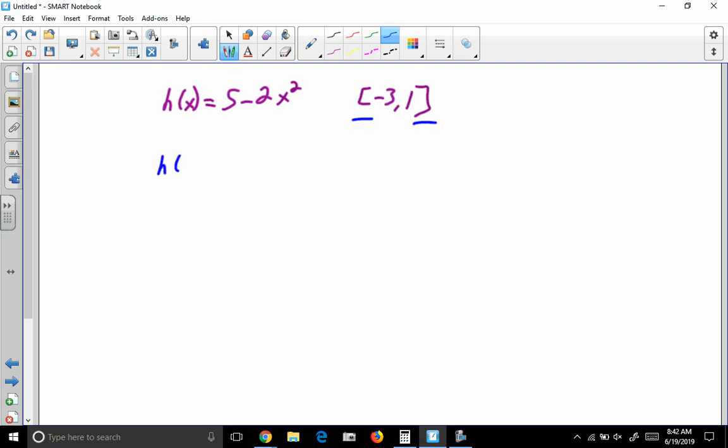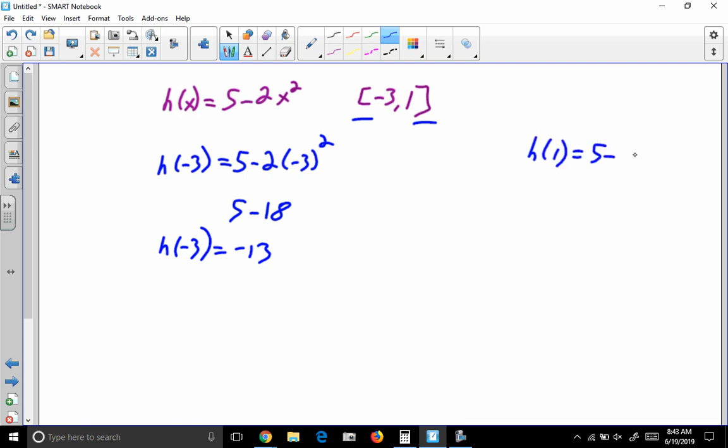So let's look at the y value on each end. On the left end of our curve, if we put in a -3, -3 squared is 9. 2 times 9 is 18. So we get -13 as our y value when x is negative 3. If we put in a 1, 1 squared is 1, times 2 is 2. So we get a y value of 3.